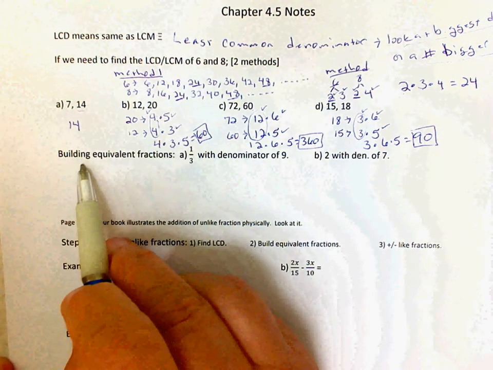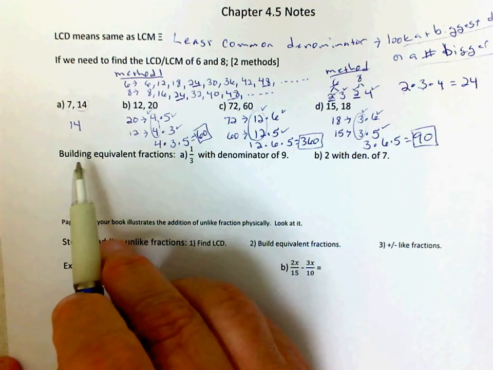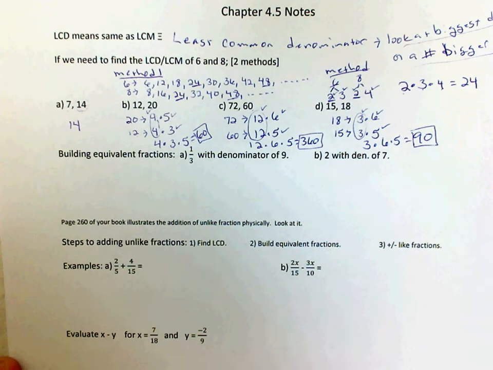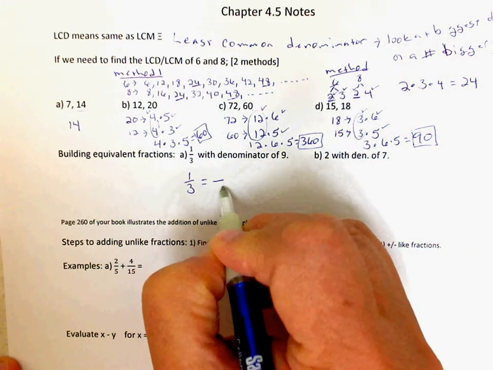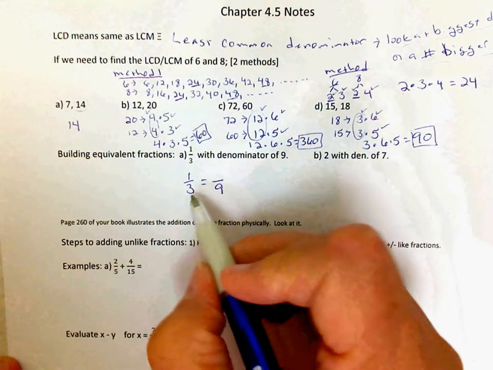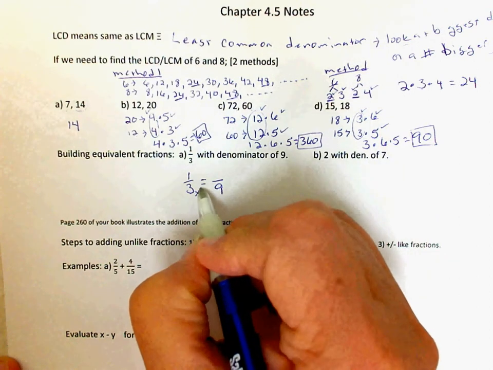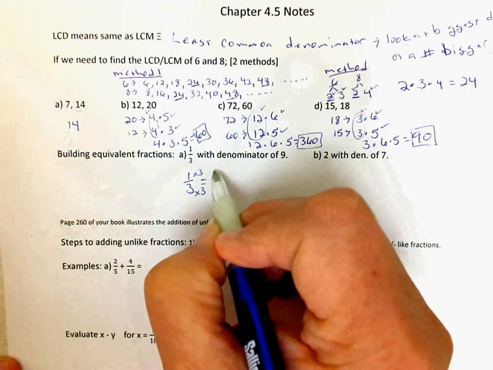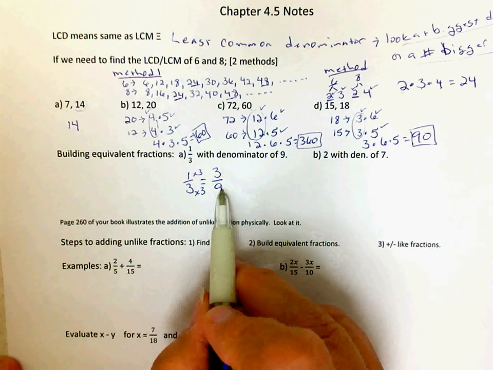And before we get into actually adding and subtracting fractions with unlike denominators, we need to review building equivalent fractions. 1/3 with the denominator of 9. So I want to build this fraction up so that it has a denominator of 9. What do I do to 3 to make it a 9? Well, I multiply by 3. And if I multiply the bottom by 3, I multiply the top by 3. So 1/3 is the same thing as 3/9.